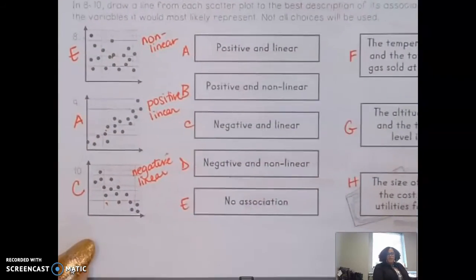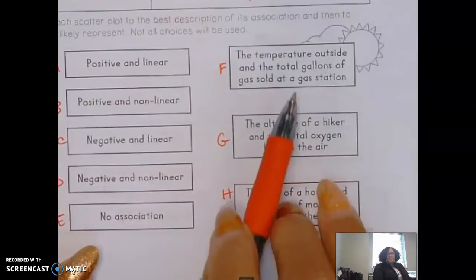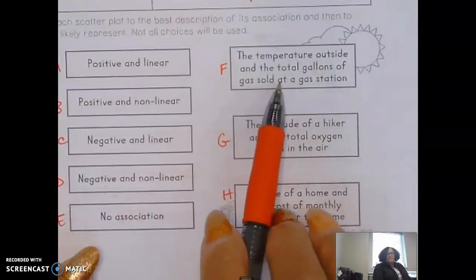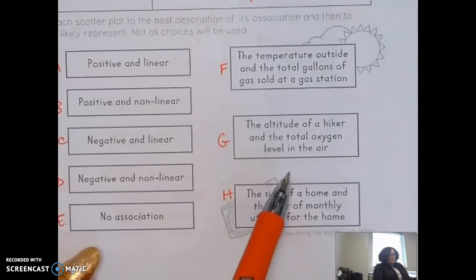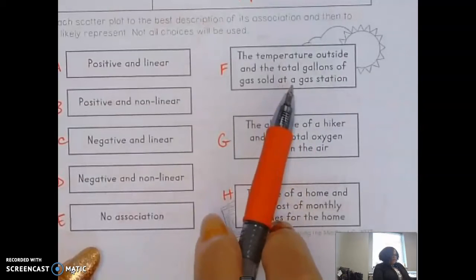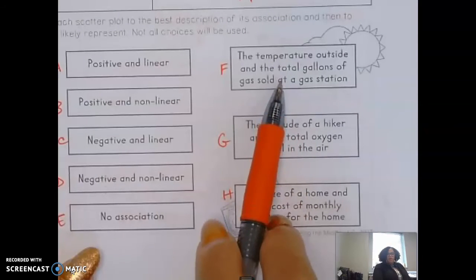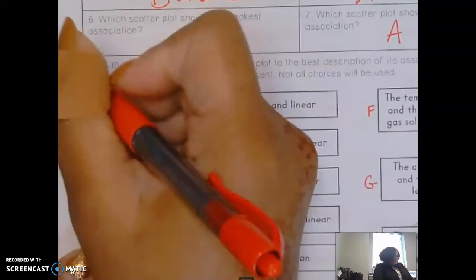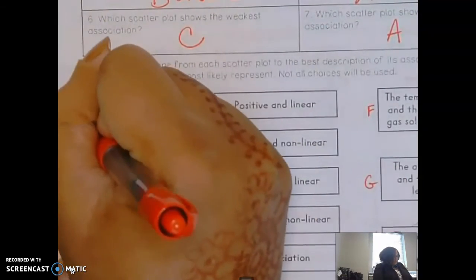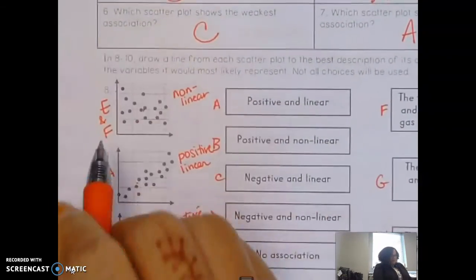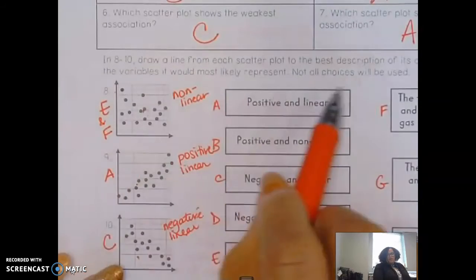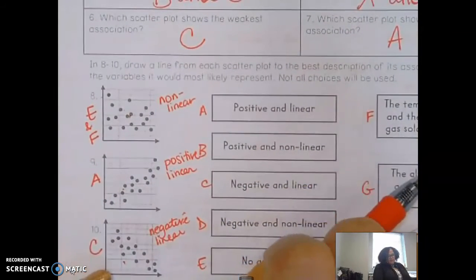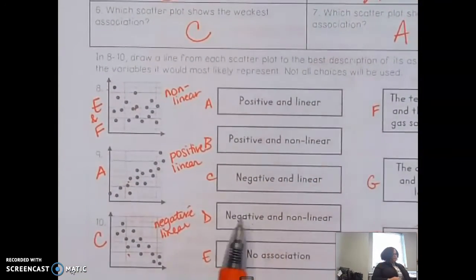Okay, then I need to read the variables over here. The temperature outside and the total gallons of gas sold at a gas station. Those really don't have an effect on one another because regardless of how hot or cold it is outside, we are still going to need to get gas, okay? So that would be this one right here, E and F, for the nonlinear and totally not related variables.